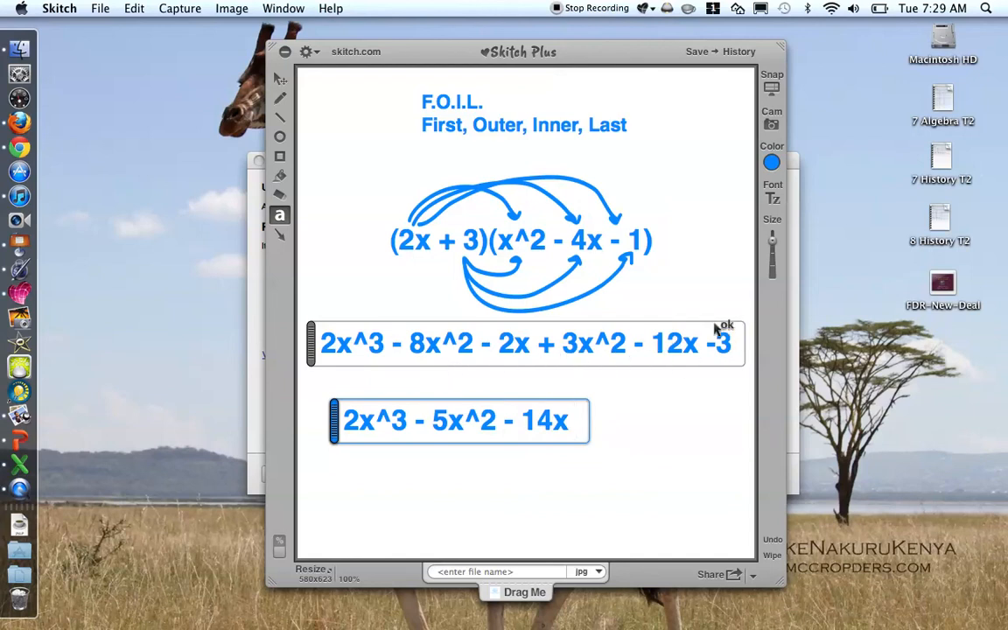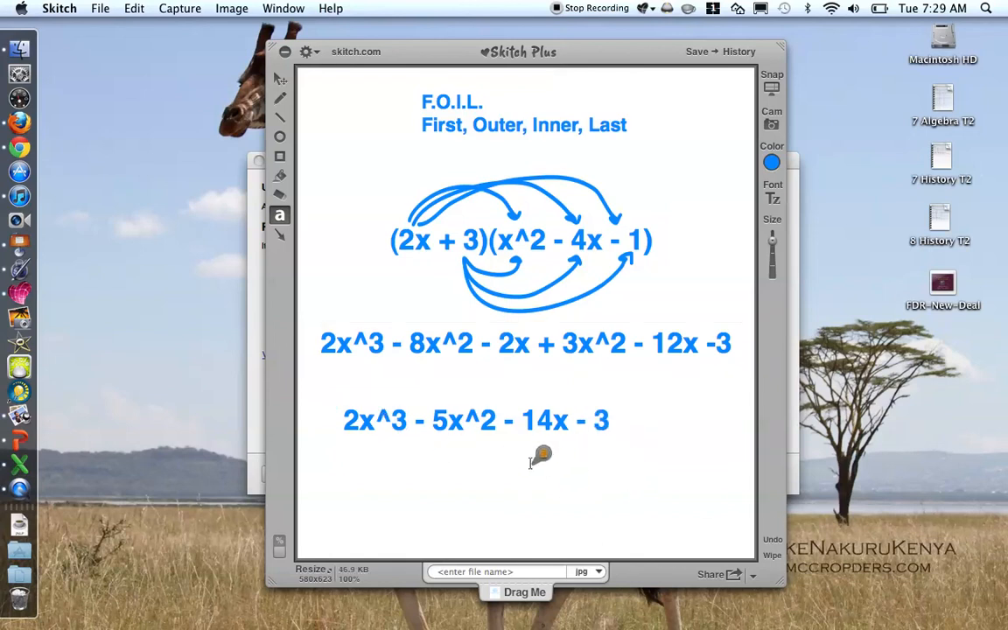And don't forget the minus 3. That's all by itself, so we just write minus 3. And this would be your final answer: 2x cubed minus 5x squared minus 14x minus 3.